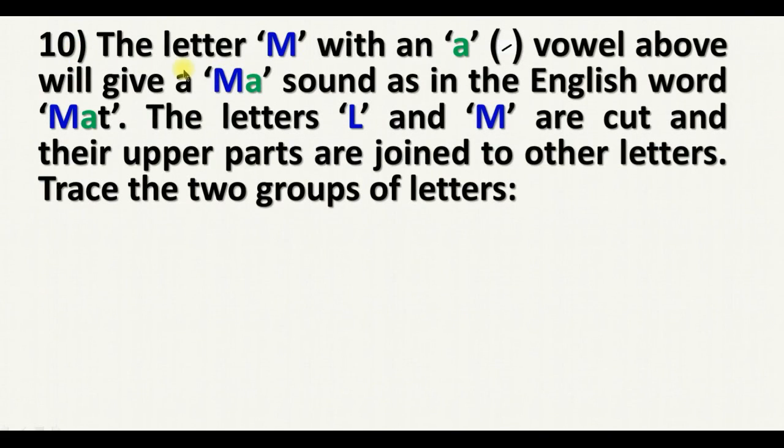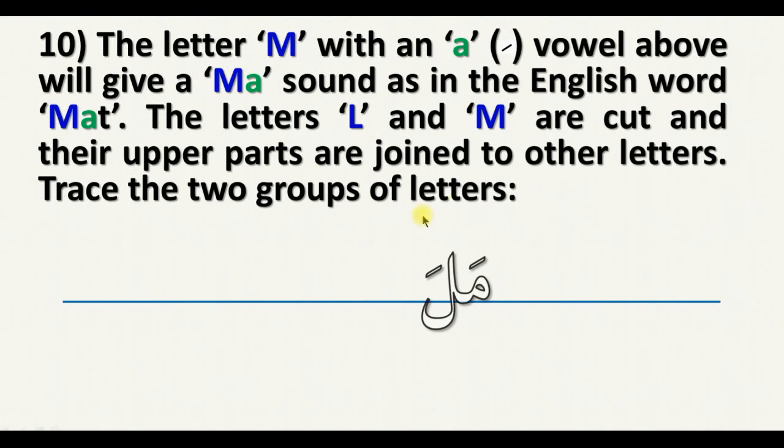For number 10, the letter M with an A vowel above will give a ma sound, as in the English word mat. The letters L and M are cut and their upper parts are joined to other letters. Trace the two groups of letters. Here we have the first group. Here is where the letter M has been cut and joined to the letter L.